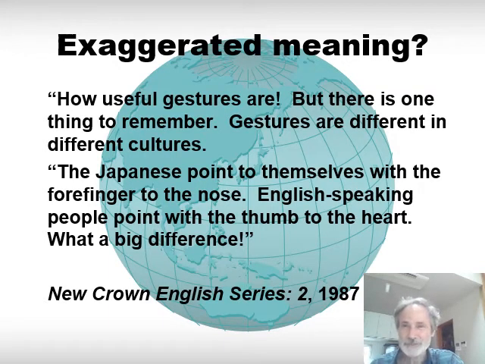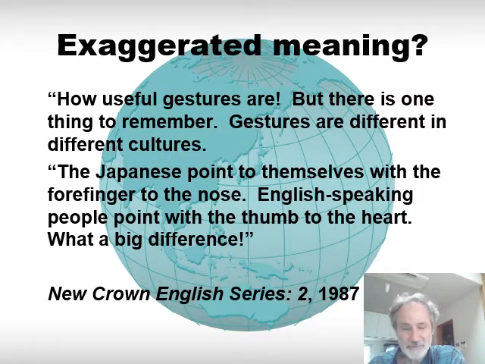Of course, gestures are different, and knowing about different gestures is very important. Let's read this passage. How useful gestures are, but there is one thing to remember, gestures are different in different cultures. The Japanese point to themselves with the forefinger to the nose. English-speaking people point with the thumb to the heart. What a big difference! Okay.